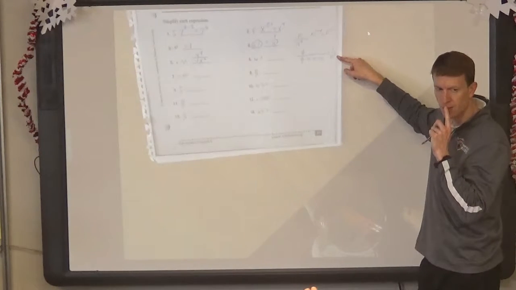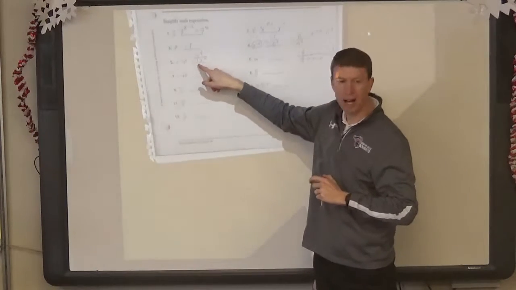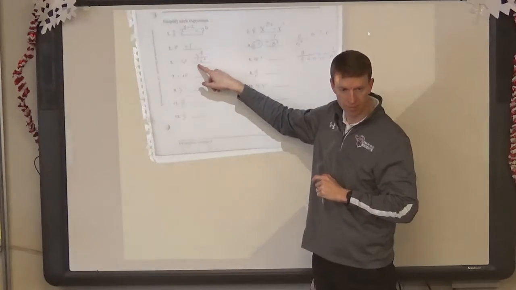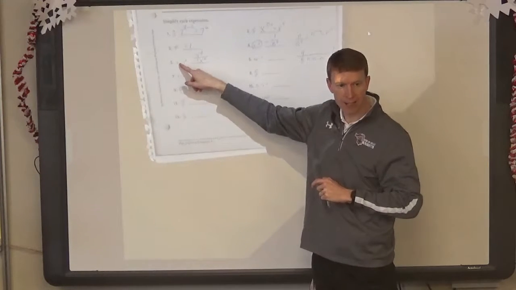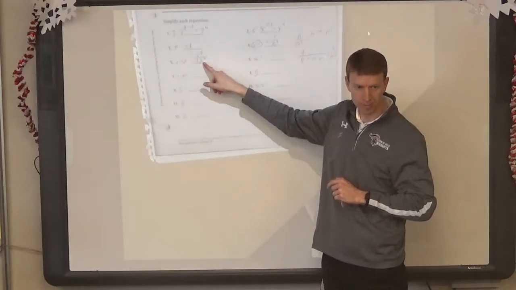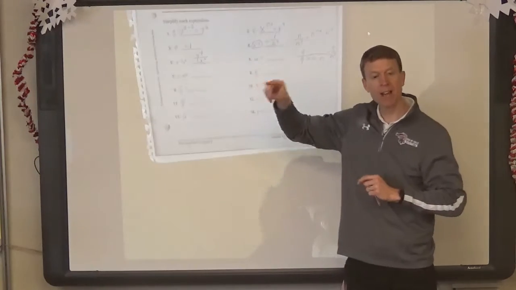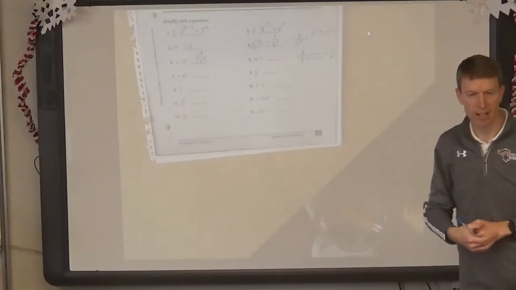How do you know when we're on the top and the bottom? If it's negative, it goes to the bottom. So the x to the negative 2 has a negative exponent. We would move that to the denominator. If it has a negative exponent, then you move it to the opposite side of the line.